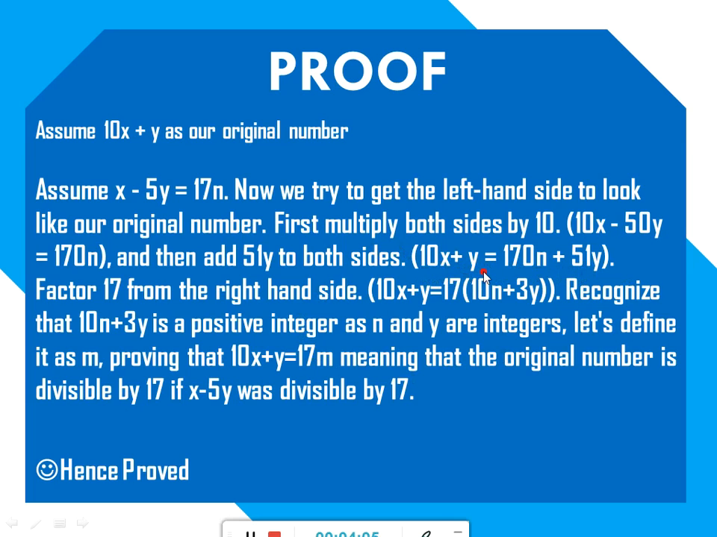Now if you observe, 10x plus y is our original number over here, and 170n plus 51y is divisible by 17, so that's nothing but 10x plus y is divisible by 17. So that is proved, hence proved. So if the number 10x plus y is divisible by 17, then x minus 5y should also be divisible by 17. So that's the proof, and that's it for today, guys.